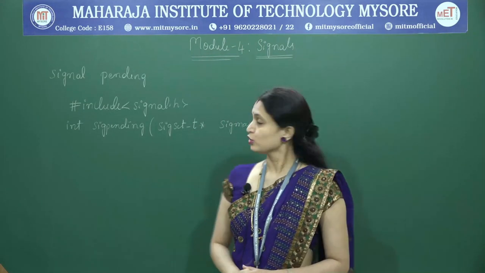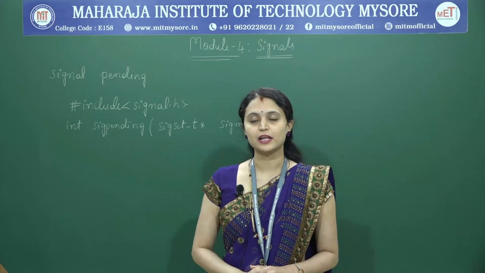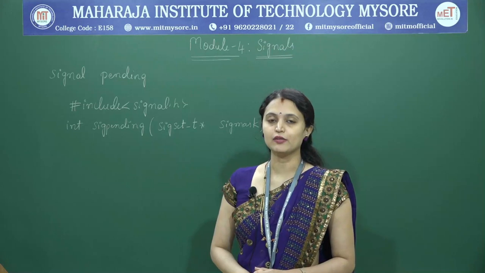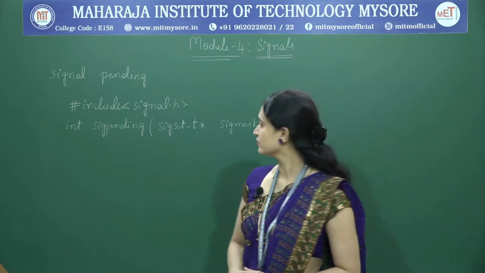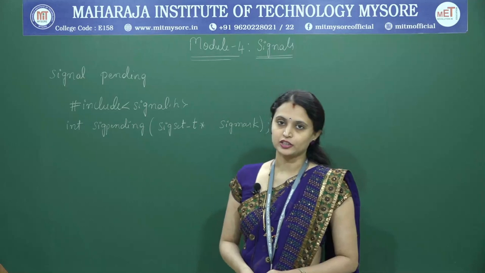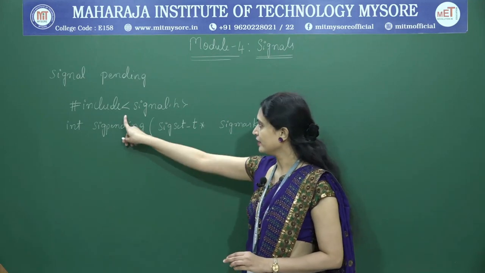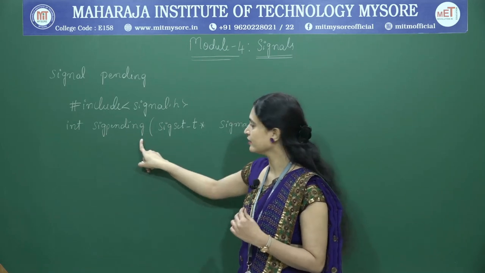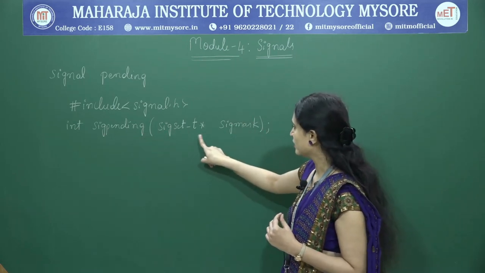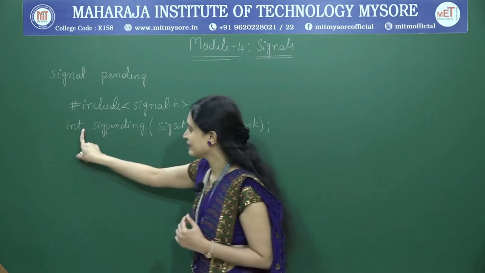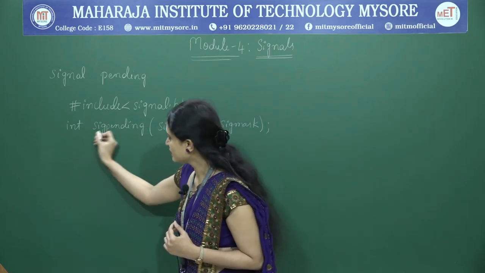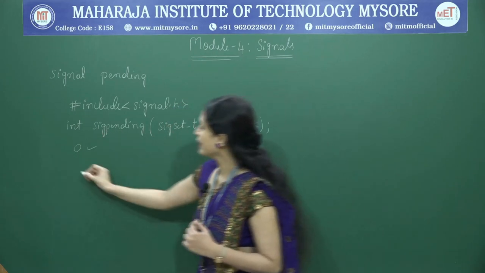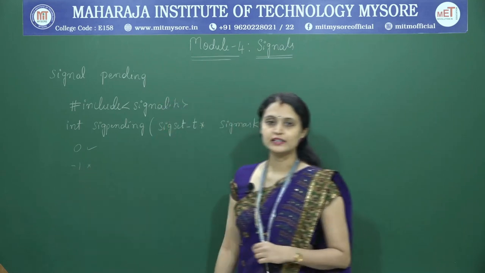We know that there may be some signals that are pending for a process. A process can get the information of the pending signals by using the sigpending API. The prototype is like this. The header file includes signal.h and the name of the API is sigpending. It has one argument and the return type is integer. This API returns 0 if it is executed successfully and -1 if there is any error.